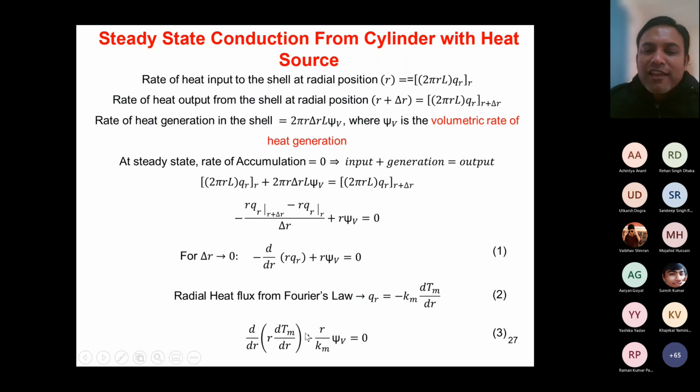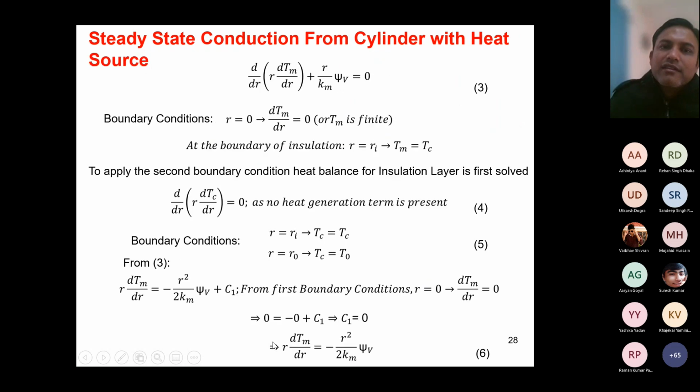Now this is the final equation which we have obtained. This equation we can integrate and find out the distribution of the temperature, but the integration will require two constants, and those two constants can be obtained only by looking at the boundary conditions. So what are the boundary conditions in this case?